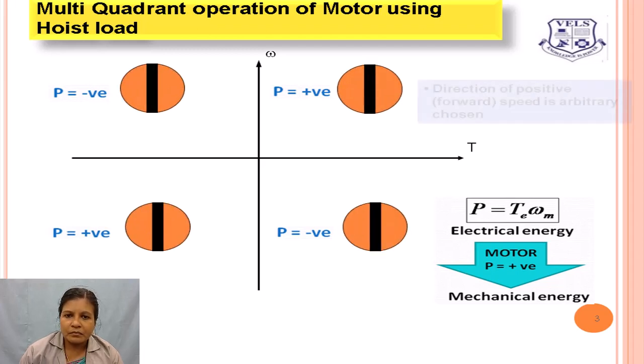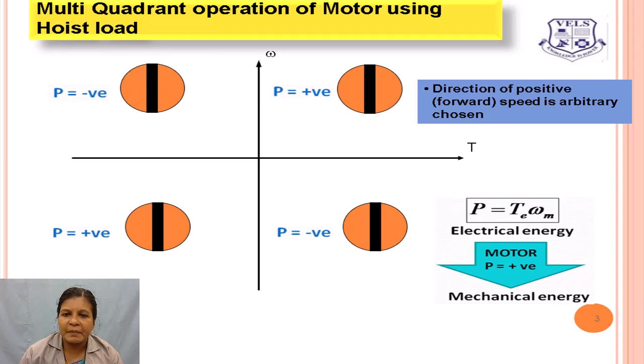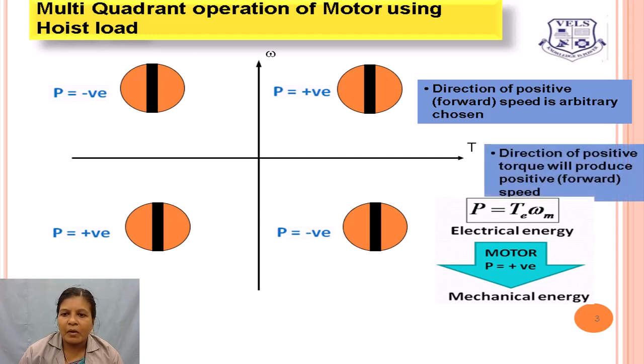In the first quadrant, the direction of the positive speed is arbitrarily chosen, and a positive torque will produce the positive speed. As we can see here, in the first quadrant the drive operates in the counterclockwise direction. The direction of the speed is counterclockwise, and the direction of the electromagnetic torque is also counterclockwise. Since the signs of both the speed and the electromagnetic torque are positive, the power developed is also positive. So quadrant 1 is forward motoring.